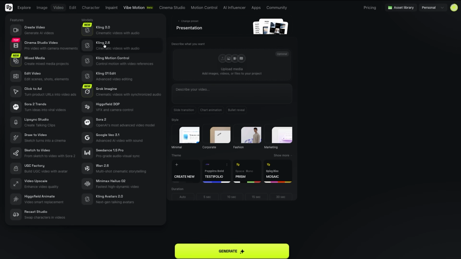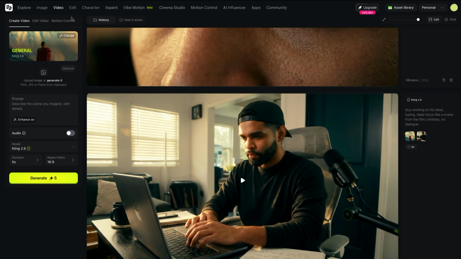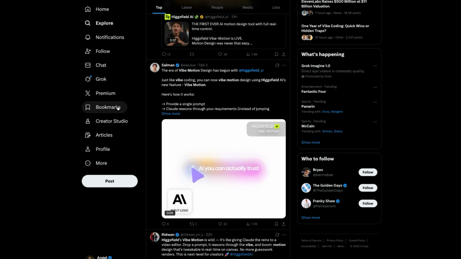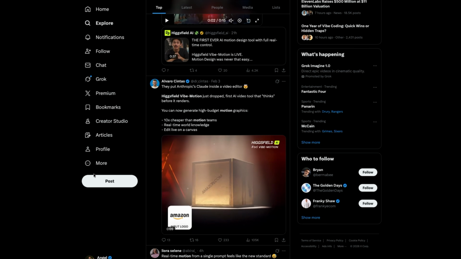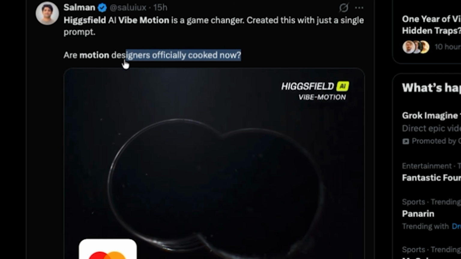Also, I should mention the cool thing about Higgsfield is that they have all these image and video tools that you could literally access within their website. So that's what I like about Higgsfield the most. Their newest feature, which is the Vibe Motion, is generating a lot of buzz right now, especially on X, with people saying, oh my god, editors are cooked.